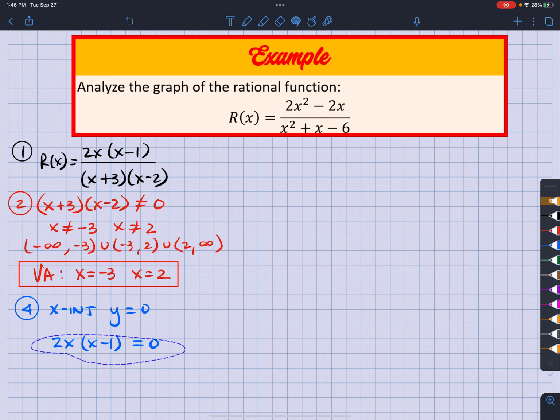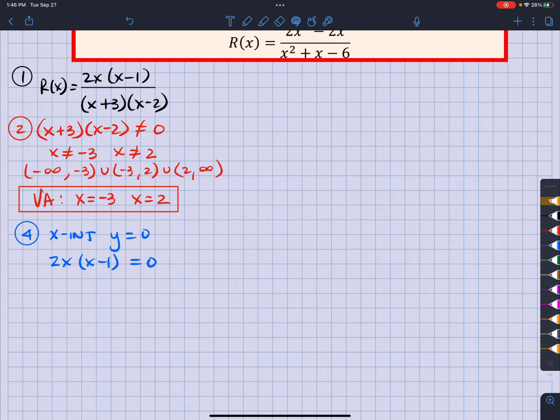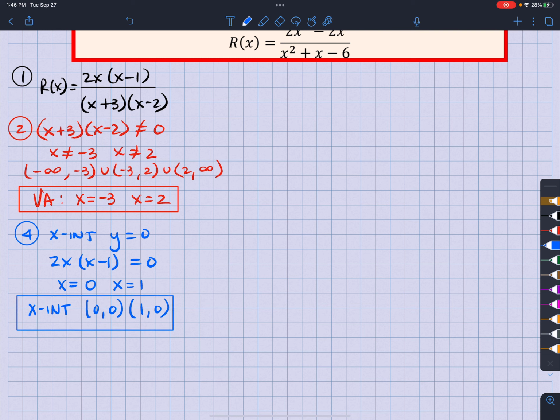Step 4, I have to find out what makes y equal to 0. That is if the numerator is equal to 0. So what does that tell me? That tells me that x is equal to 0 and x is equal to 1. So my x-intercepts are at (0, 0) and (1, 0). Okay, there we go.